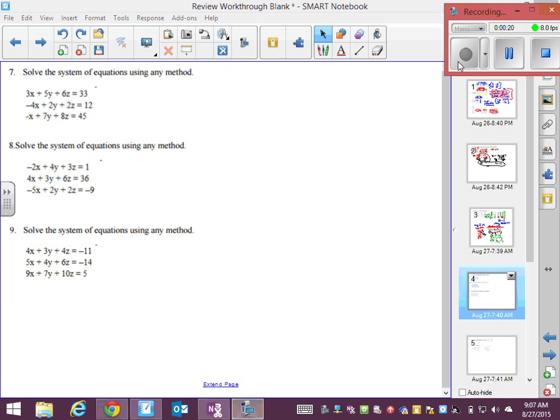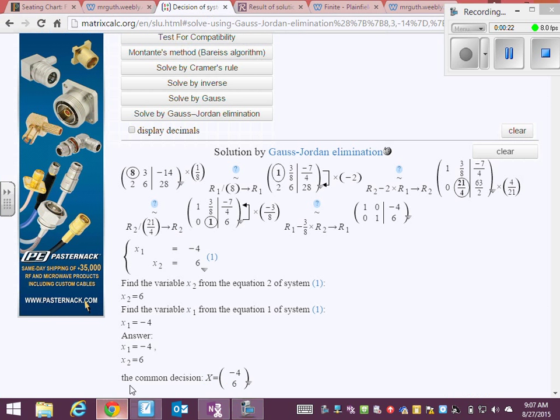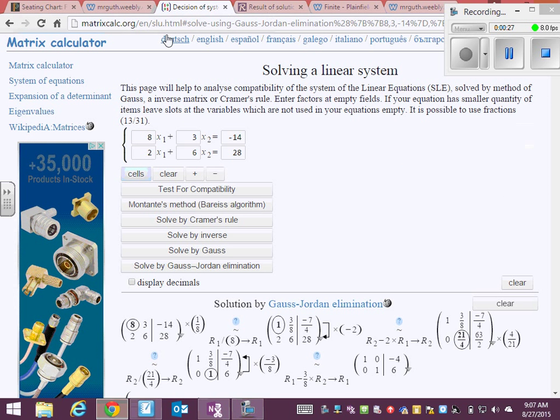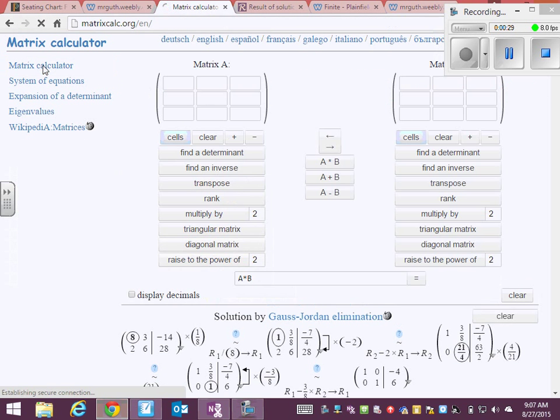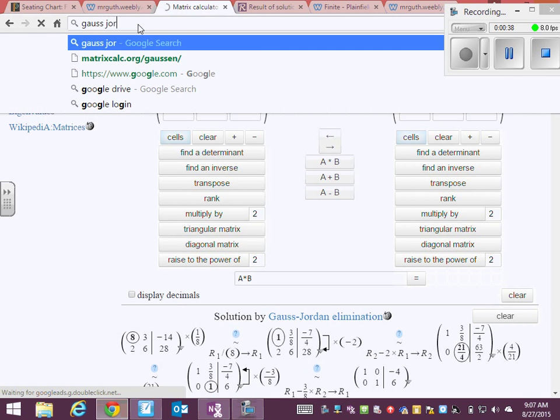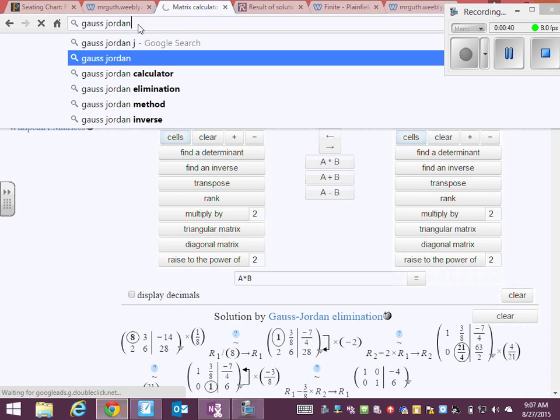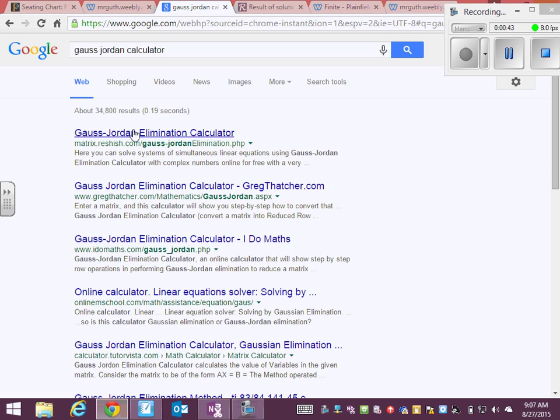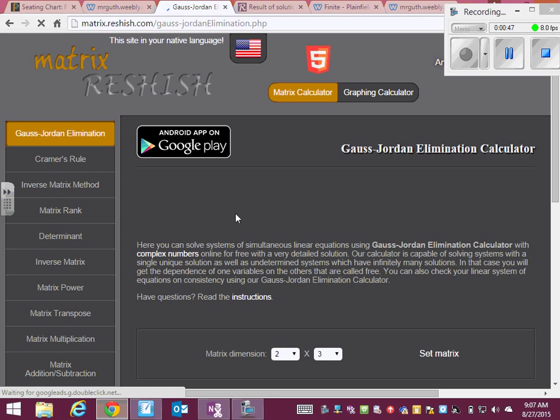What I'm going to do is go to one of our calculators. We're normally at a matrix calculator here. Let's just type in Gauss-Jordan calculator. Okay, I think this one does a pretty good job. And so we've got to set our matrix dimension, and it was a 3 by 4.